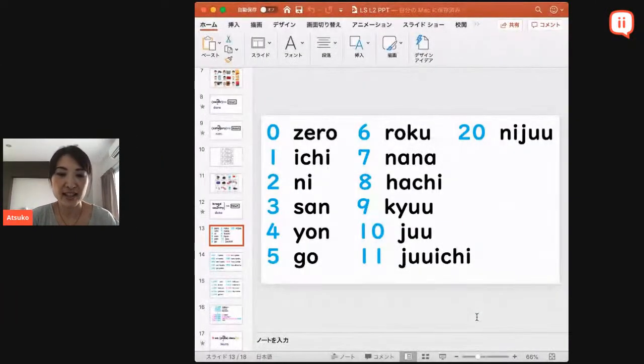So let's practice numbers in Japanese. Okay. So from zero, let's count up, repeat after me. Zero is from English.